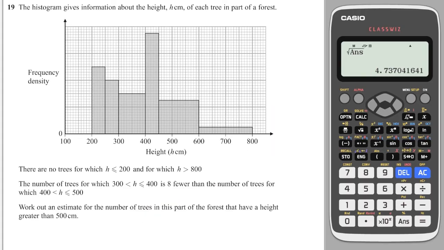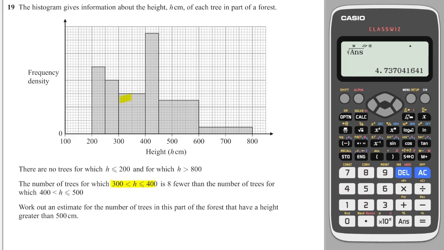Histogram, question 19. This is a really tricky question. I've had to pause the video here and think about this one before getting stuck into it, because it looks tricky. Right, give it a go. Here we go. Right, so we know there are no trees less than 200 and greater than 800. The number of trees between 300 and 800 is 8 fewer than the number for 400 to. So let's do a bit of colouring here.